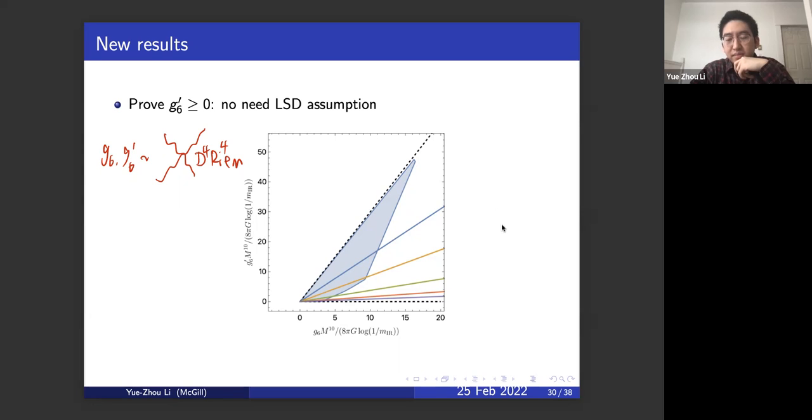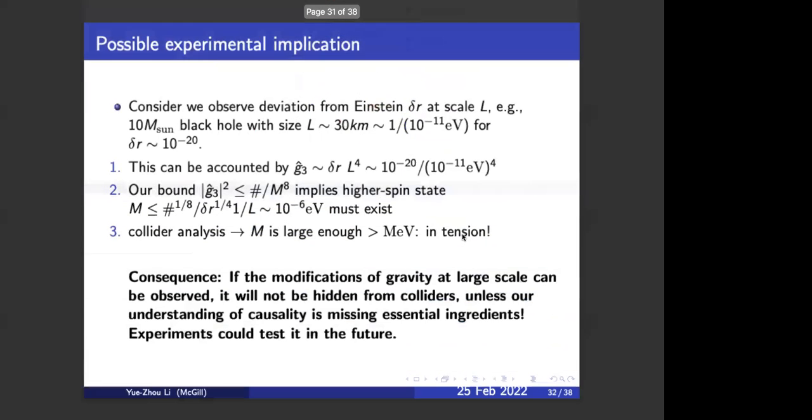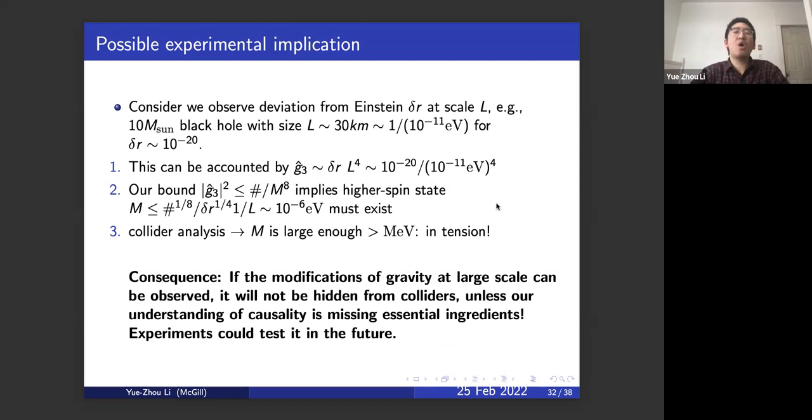I might have just missed this part about the challenge to experimental physics. What was that MeV part which was discussed right at the end? It basically means if we observe a tiny deviation from Einstein, even though it's tiny, like 10 to the minus 20, and our understanding of causality is correct, so our bound is correct, this means we put a bound on the mass gap M. This means M must be less than 10 to the minus 6 UV.